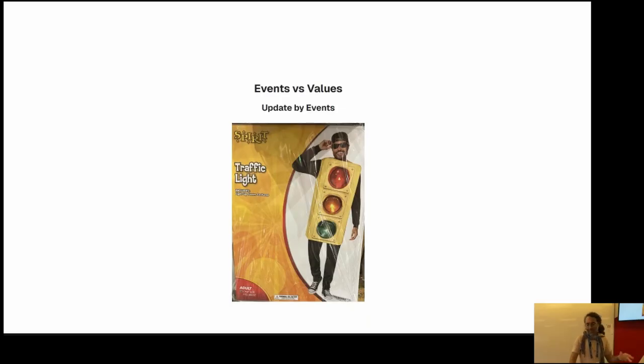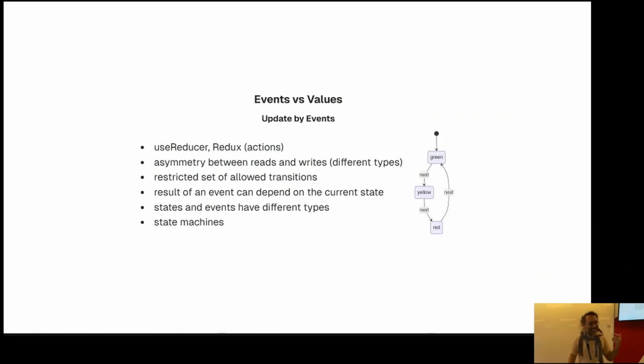So here we have a nice traffic light. Last time I gave that talk, it was a few days before Halloween. So we have this example of a traffic light. You have the three well-known states, and you have one event, which is next, which moves to the next state. So we really have an asymmetry between the typing of events and the typing of states.